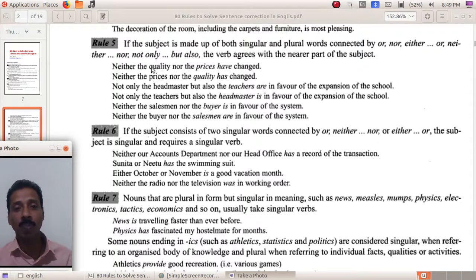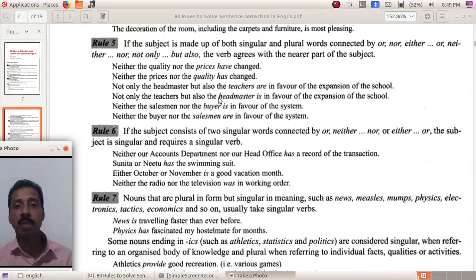Okay. So two nouns combined using neither nor, or the expressions we have already mentioned, the verb should agree with the nearer part of the subject. Then, neither the prices nor the quality has changed. So here have changed becomes has changed because the nearer subject is quality. Here prices, plural, so have. Here quality, singular, so has changed.